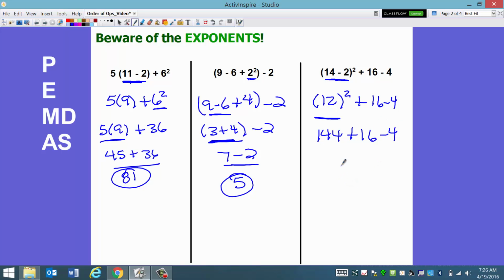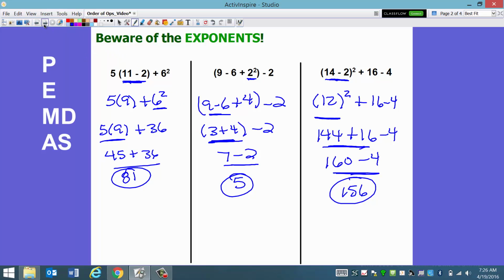And addition and subtraction is from left to right. So first comes addition. So 144 plus 16 is 160. Bring down the minus 4. And the last step is to subtract. And my final answer is 156.